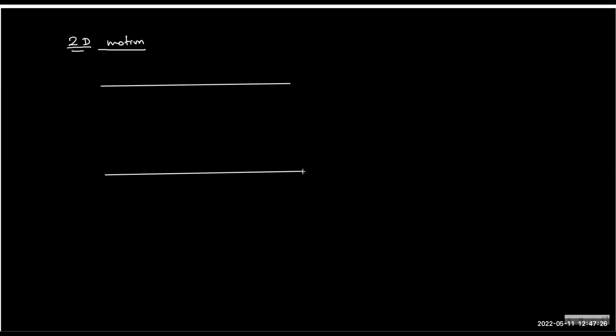And then we are left with 2D motion, when they are not in the line. So when the line of motion is different, maybe you have a source moving in this direction. I'm just keeping it simple.